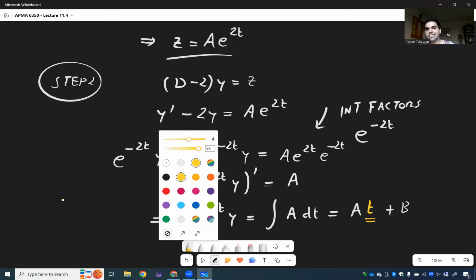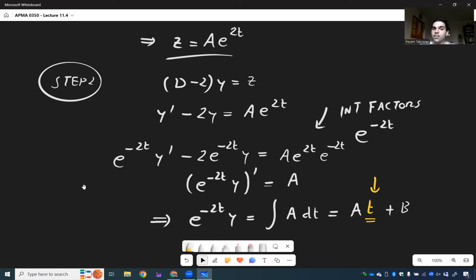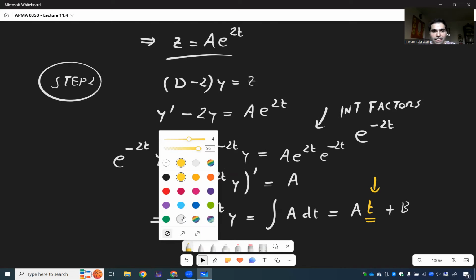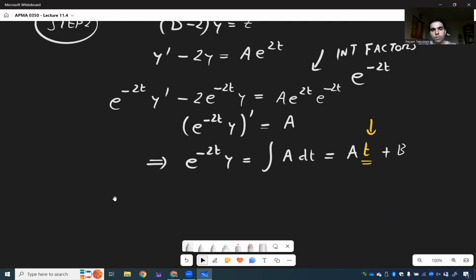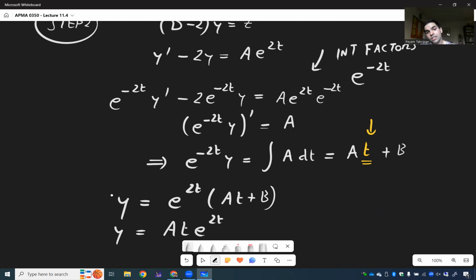So you see, this is precisely where this t comes from in this ae to the 2t plus bte to the 2t. All right, and then all we need to do is to multiply. So y is e to the 2t, at plus b, and then y is at e to the 2t plus b e to the 2t. Which is the same thing we found before, except, I mean, the constants are a bit switched, but that's okay.